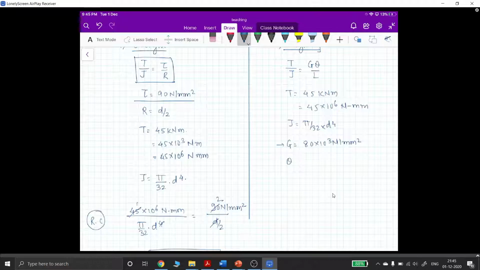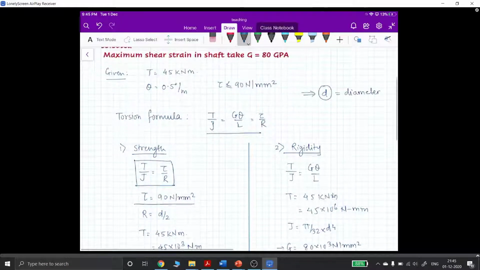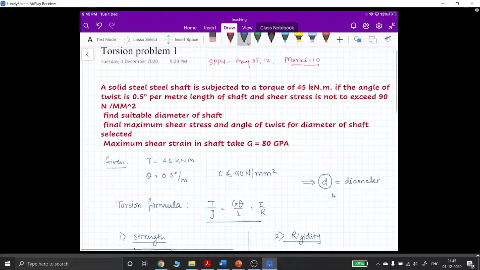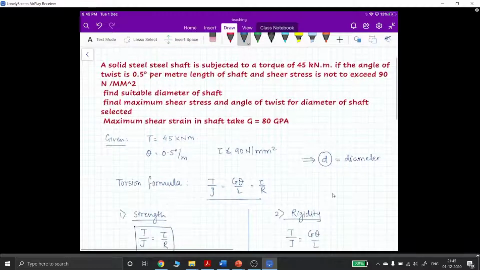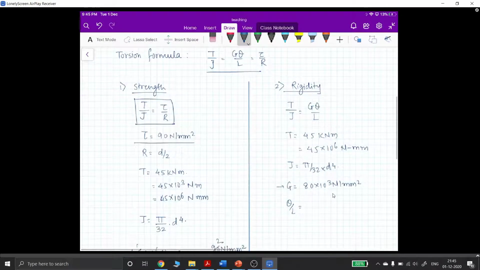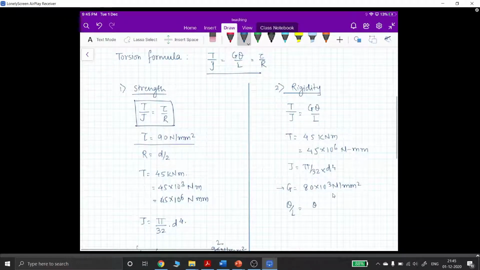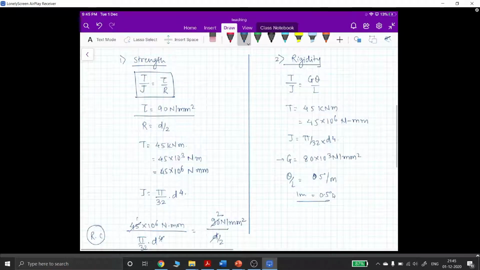Next, theta by L. Now, theta is the angle of twist, and in the problem statement it has been given per meter length. So theta by L is given to us, and it is 0.5 degree per meter length. Now, this 0.5 degree needs to be converted. For 1 meter of length, the angle of twist will be 0.5 degree. So now this 0.5 degree needs to be converted into radians.